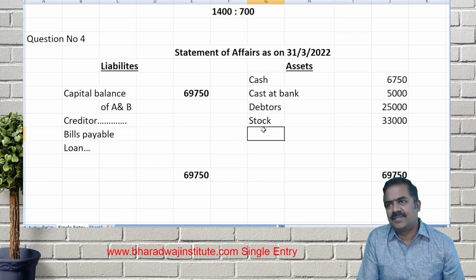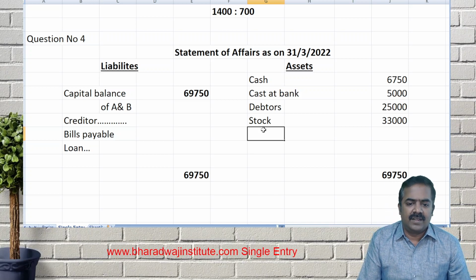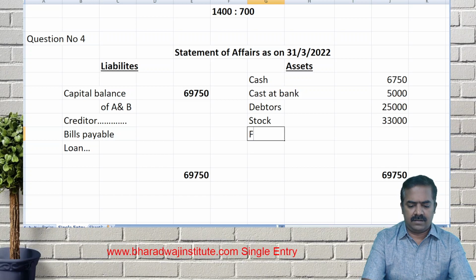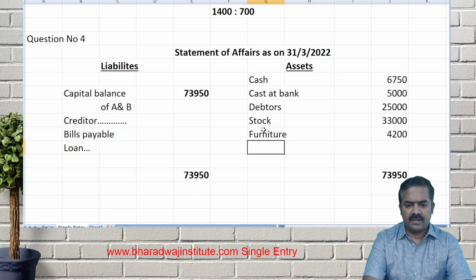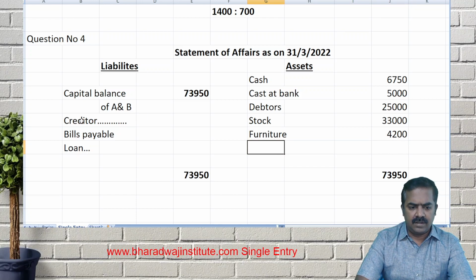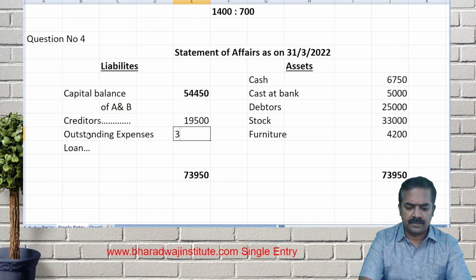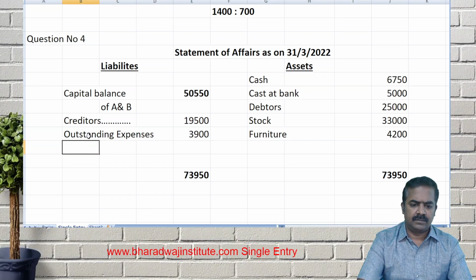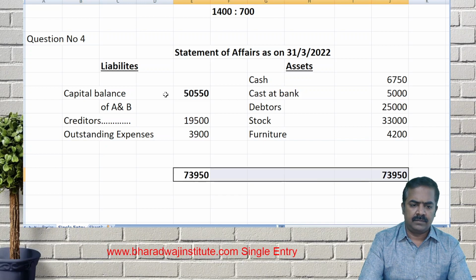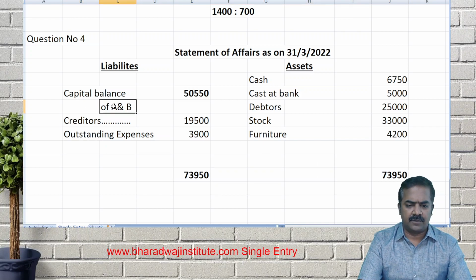Then, prepaid insurance, 4,000. Then the liability side: sundry creditors, 9,500 for buying goods. Expenses, 3,000. Then capital. This is the balance of both X and Y.